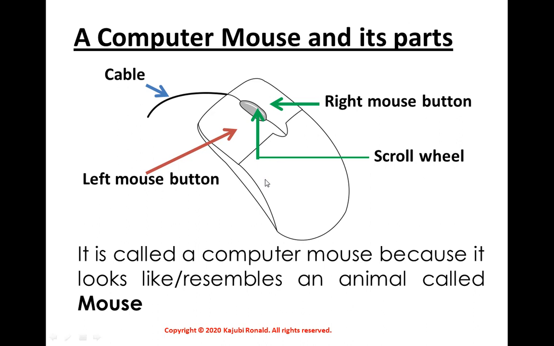Now, the reason as to why this computer part is called a computer mouse, it is just because it resembles or it looks like an animal called mouse. Now, if you are to observe, it is looking like this animal called mouse that always eats our foodstuffs at home. Yeah, that's why you call it a computer mouse, just because it looks like an animal called mouse.